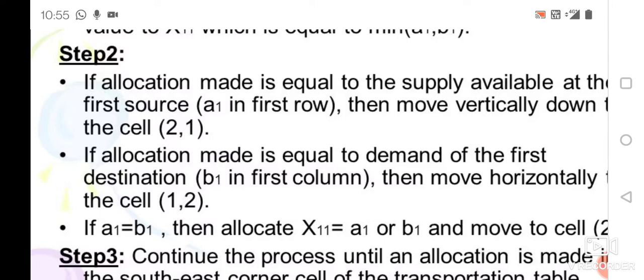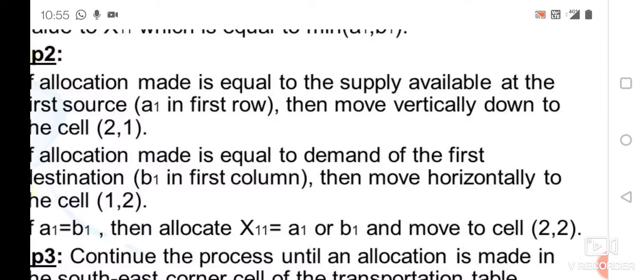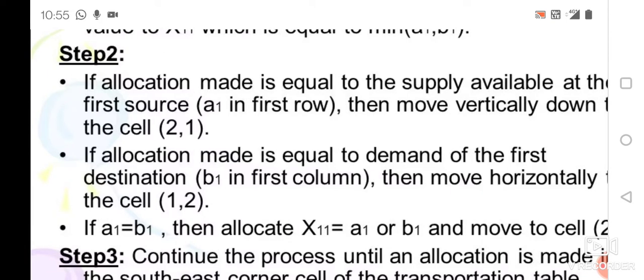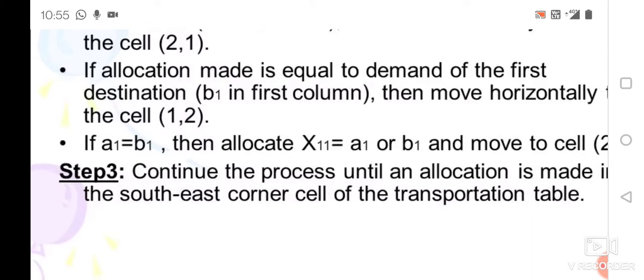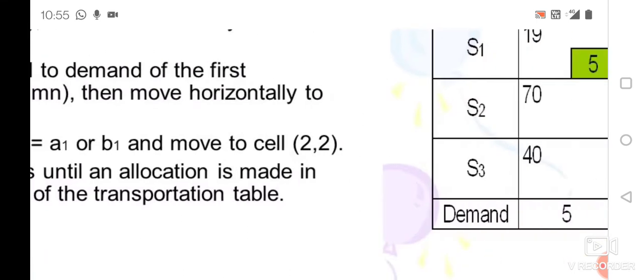And in sub-point of step 2, if a1 is equal to b1, then allocate x11 equal to a1 or b1 and move to cell 2 2. Next, continue the process until an allocation is made in the southeast corner cell of the transportation table.